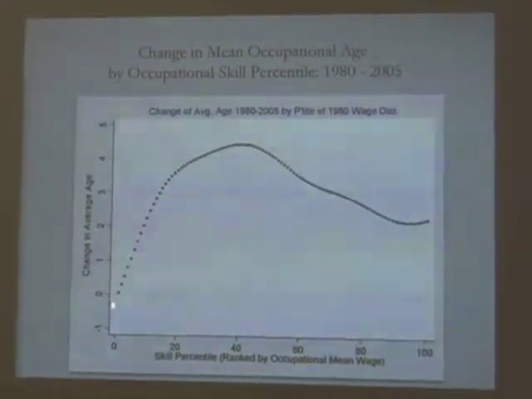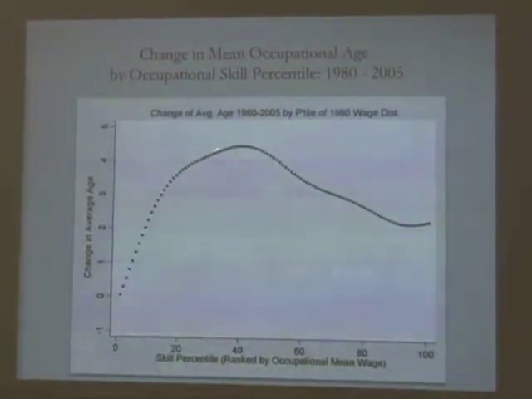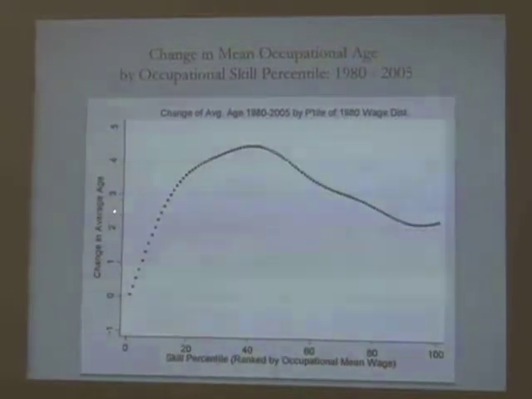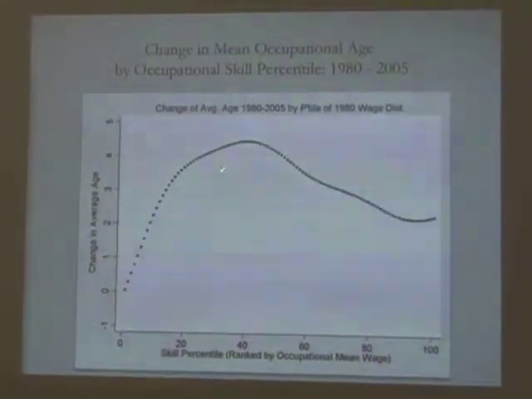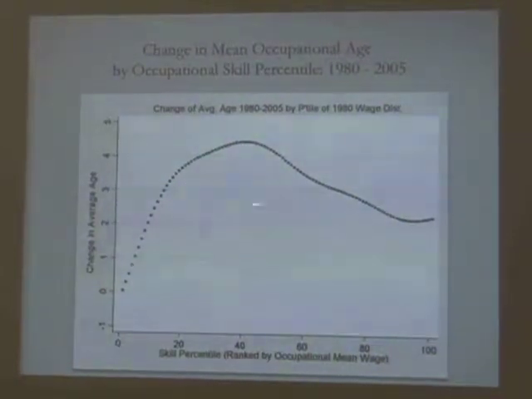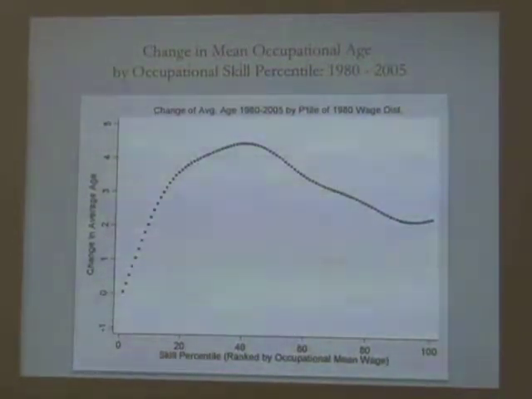Okay, so for example, here's your skill percentile ranked by occupational median wage. This is the change in average age in occupation between 1980 and 2005 in US data. So you can see, first of all, the mean occupation is increasing in age by about 2.5 to 3 years over that time. This is reflecting all industrialized economies, the population's getting old. That's just a function of the baby boom cohorts now being on the other side of the median.